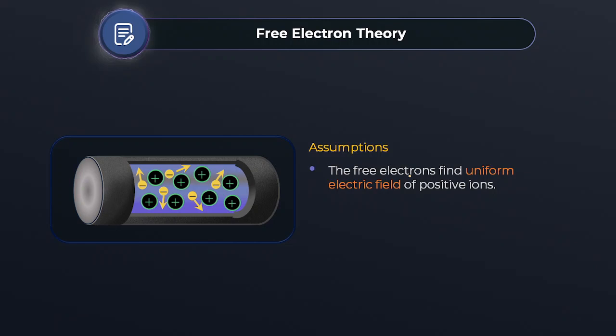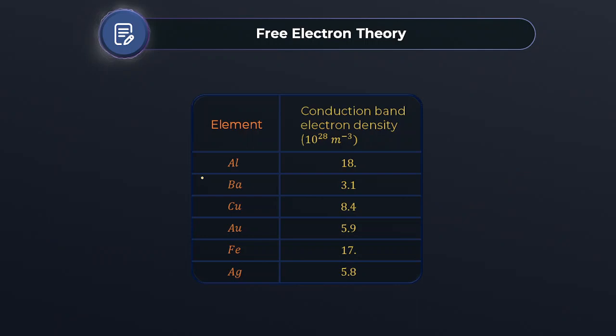Next, the free electrons find a uniform electric field of positive ions. So due to all these ions, the electrons are free, and we can say there is an electric field due to these positive ions. Since they are not interacting, there will be no effect of these ions on these electrons. Simple. Now again, some data not important for us.